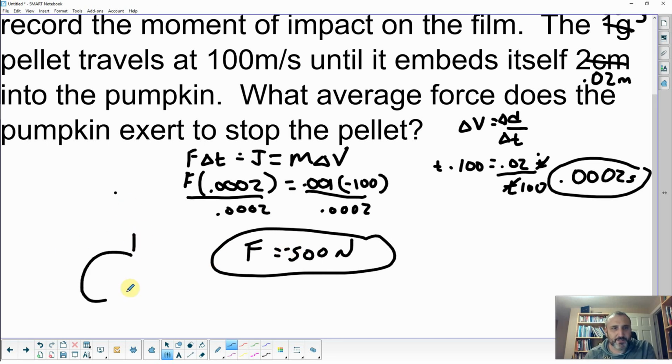So here's the pumpkin, or apple, or whatever, and the pellet goes in. So if the pellet's going this way, the pumpkin is pushing negative, that way. So I hope that makes sense. And if not, I wouldn't get too worried, but this idea is very important. Figuring out the time can be somewhat enigmatic, but it's an old equation that we've got.